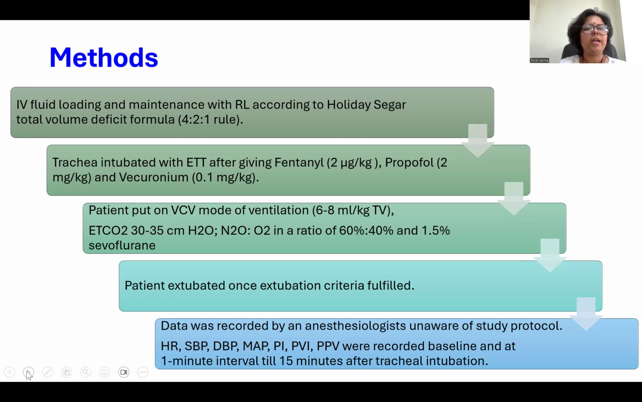All the patients were given intravenous fluid with Ringer's lactate, with the total volume deficit calculated according to the Holliday-Segar formula. The trachea was intubated with an endotracheal tube after giving IV fentanyl 2 mcg per kg, propofol 2 mg per kg, and vecuronium 0.1 mg per kg.